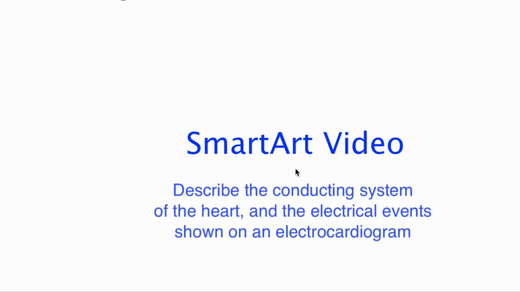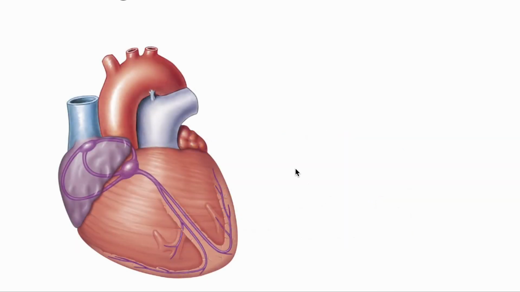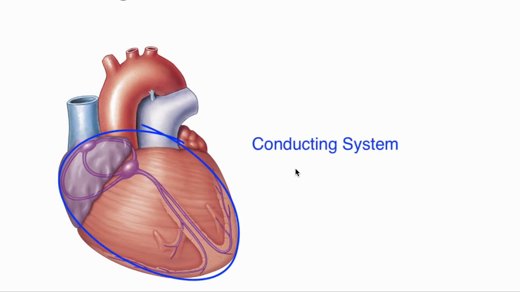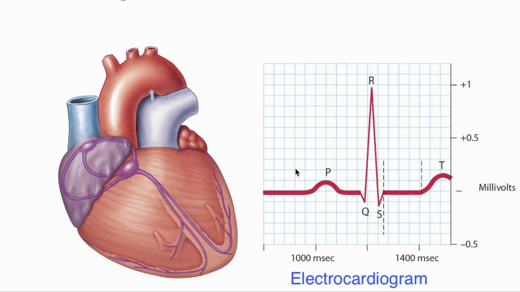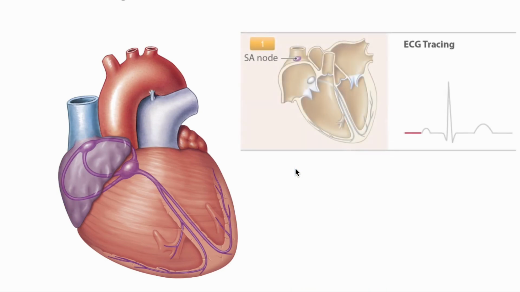Welcome to another Anatomy and Physiology Smart Art video, where we guide you through an important piece of art. After watching this video, you should be able to describe the conducting system of the heart and the electrical events shown on an electrocardiogram. Let's begin by looking at this image showing the heart and its conducting system, a network of pacemaker cells and conducting cells. An electrocardiogram, or ECG, also known as an EKG, measures the electrical activity of the conducting system. Let's move to step 1.